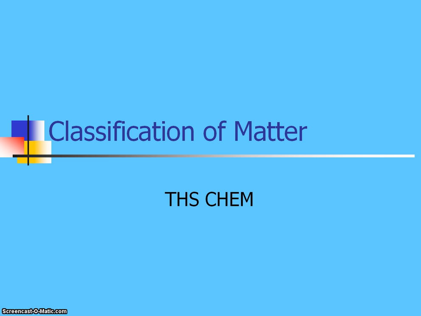Today we're talking about classification of matter. What you're going to do today is, on your sheet, write down the definitions of certain words that we've listed for you. That's going to be on this video. You're going to get those definitions down, and on the back we're going to make a flow chart for the classification of matter. So let's get going.